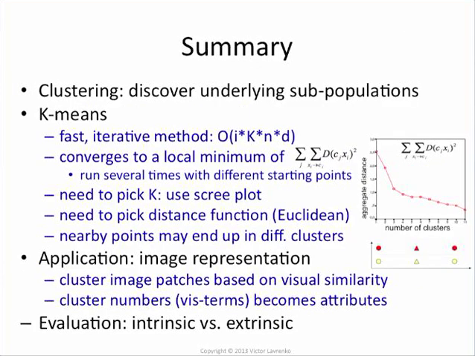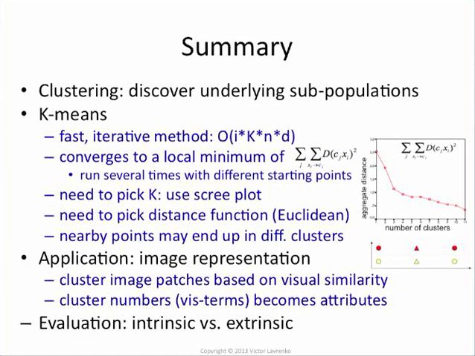Okay, so let's summarize where we are. We talked about k-means clustering. It's a fast approach. And the thing you need to remember is it doesn't converge to a global minimum. It converges to a local minimum. What it's minimizing is the variance between the instances and the centroids that they are aligned to. You need to pick a distance function. Euclidean is reasonable, but other things are good as well. You need to specify k. And if you don't know what k to use, either use a scree plot and pick it out visually or try to evaluate it.